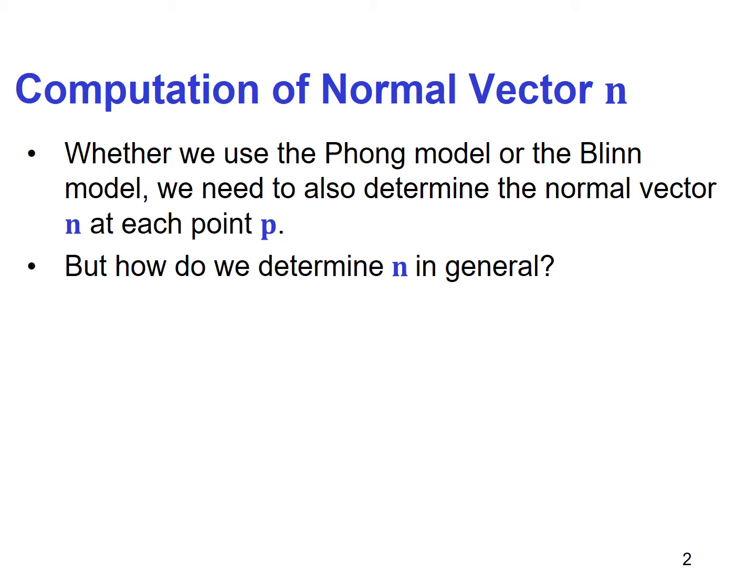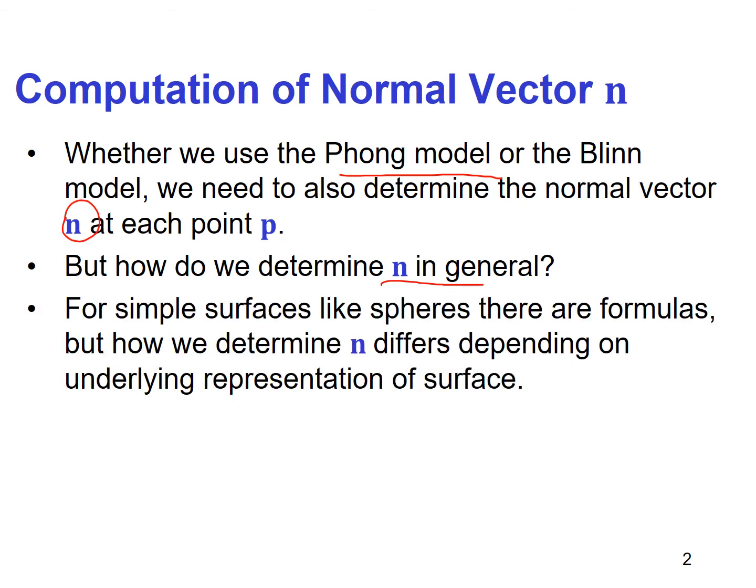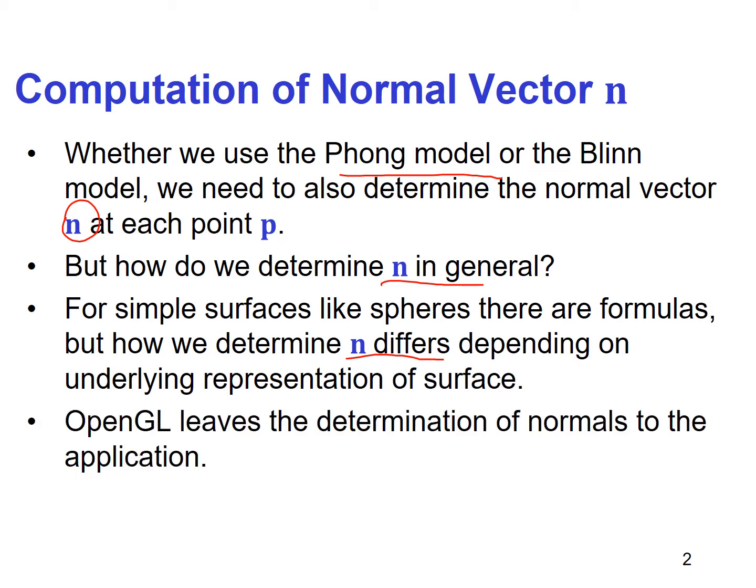Whether we use the Phong model or the Blinn model, we need to determine the normal vector n at every point. But how do we find n in general? For simple surfaces like spheres, there are formulas, but how do we find n? The procedure will differ from representation to representation. In OpenGL, it is left to the programmer or the application to calculate the normals.